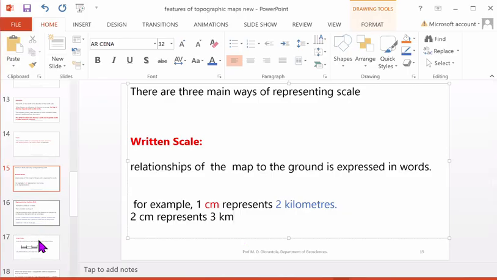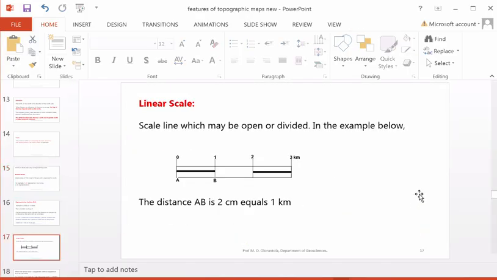Now this is the linear scale. This scale is very important. If you see any big map, you are going to find it on it. Because the 2 types of scale that I've taught you are easy to understand, but those 2 types of scale have one shortcoming.